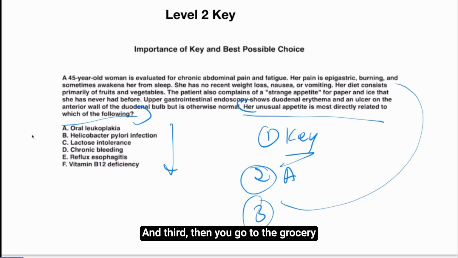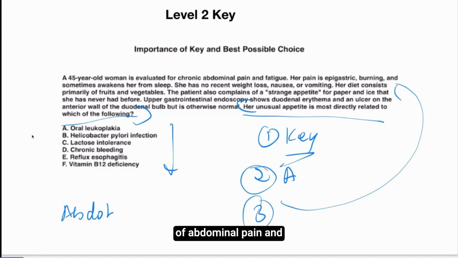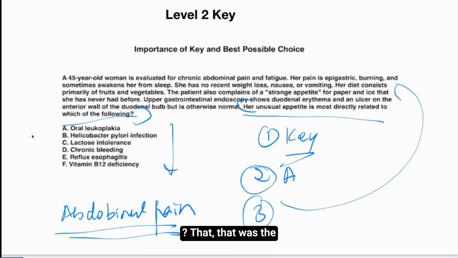And third, then you go to the grocery store and figure out what you want. You're collecting it fast, without redundancy, without wasting time. And that's the second level. The first level is tactical empathy. If I were to apply tactical empathy here, if I were the one writing this question, what is the point of this question? The point of this question is to test differentials of abdominal pain, and also what is causing pica.